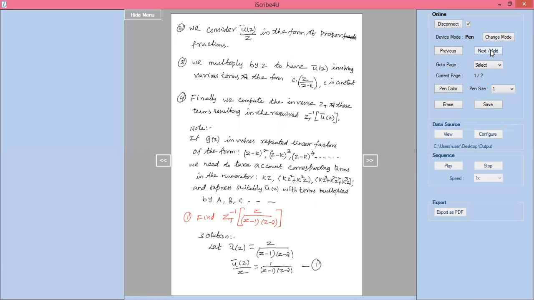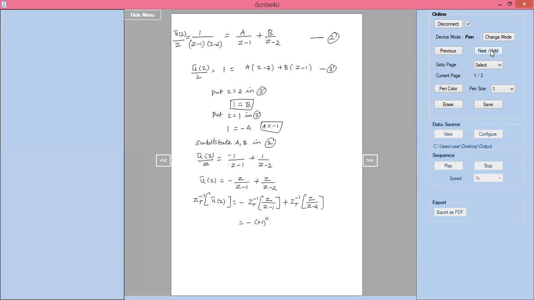So now here minus of 1 power n plus 2 power n. Now minus of 1 power n should be 1 only, so 2 power n minus 1. Now z inverse of u bar of z equals 2 power n minus 1, which is the required solution for the given equation. I can also write u suffix n equal to 2 power n minus 1. This is the required solution for the given problem.